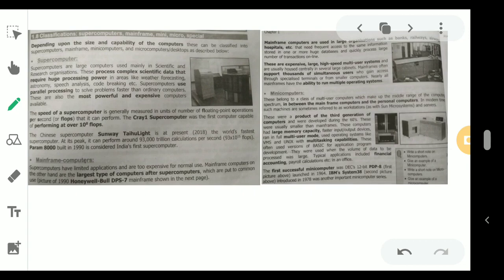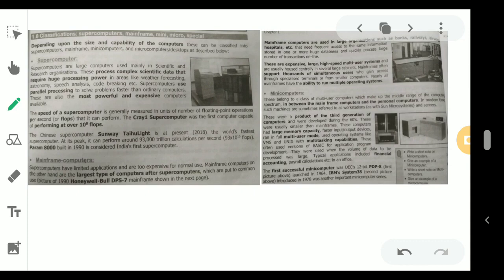Mainframe computers are used in larger organizations such as banks, railways, airways, and hospitals that need frequent access to the same information stored in one or more huge databases and must quickly process a large number of transactions online. These are expensive, large, high-speed multi-user systems, usually housed in several large cabinets. A mainframe often supports thousands of simultaneous users who gain access through specialized terminals and smaller computers. Nearly all mainframes have the ability to run multiple operating systems.